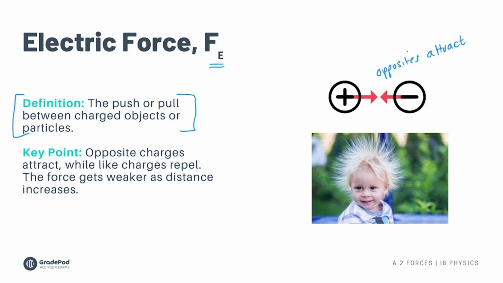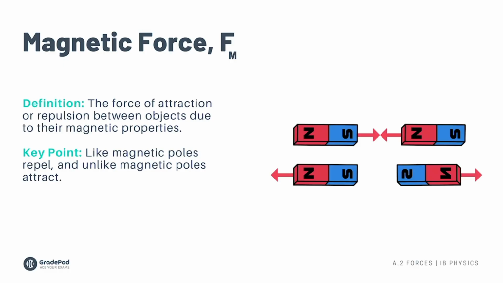towards each other. The opposite happens when you have like charges, and this poor little baby's hair is standing on end because every single strand of this baby's hair has an excess of electrons. And an electron doesn't really like another electron, they repel. And that's what's causing this poor little baby's hair to stand on end and repel from each other.